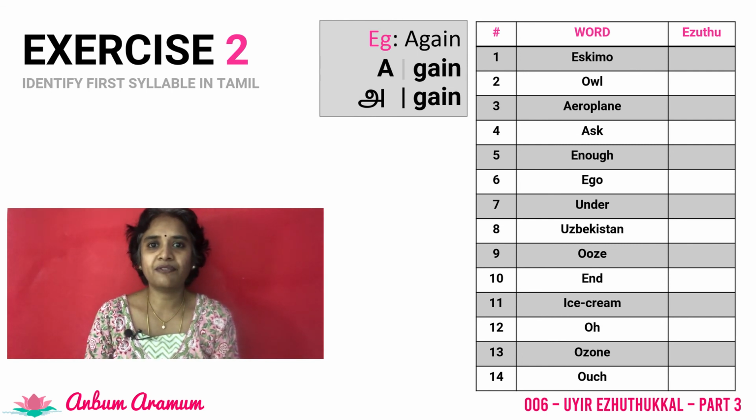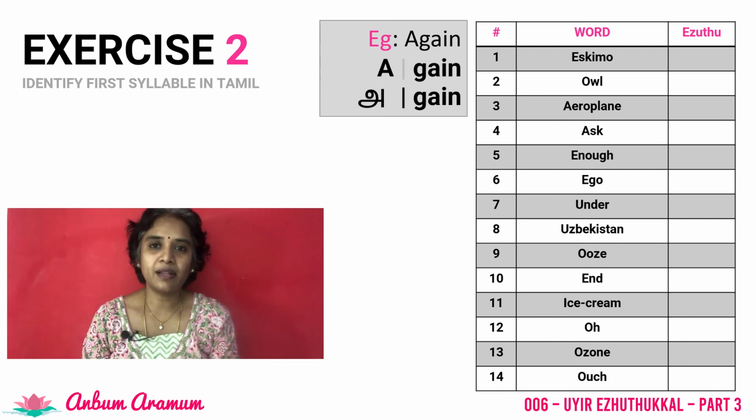For example, the first word I have is again. I can split this as again, and the first syllable is a. So the closest Tamil eduthu which I can identify is the sound a. So I'm going to match this again word to a. The first syllable matches the Tamil eduthu a.